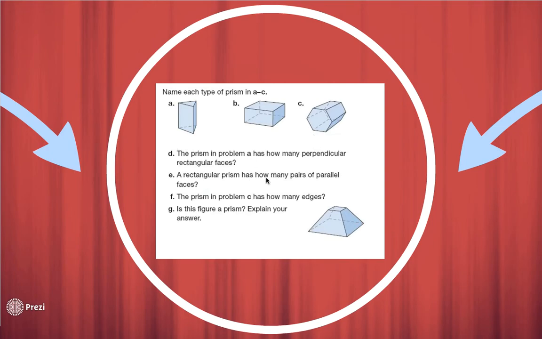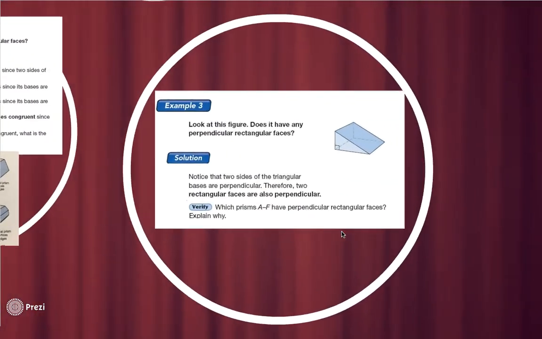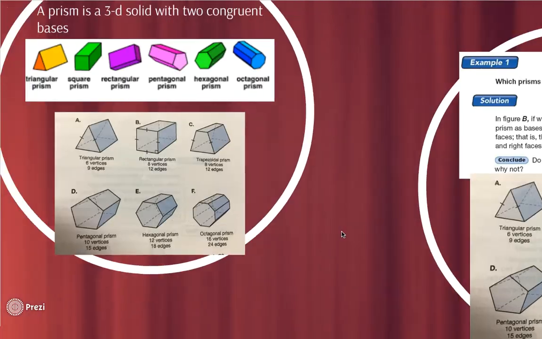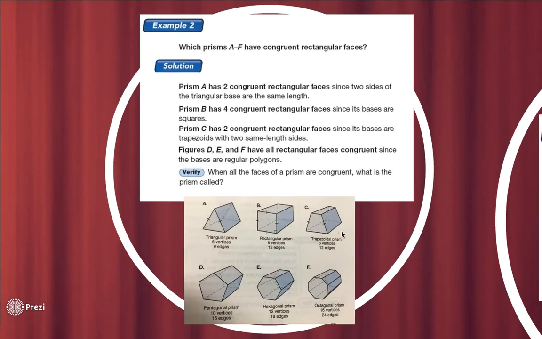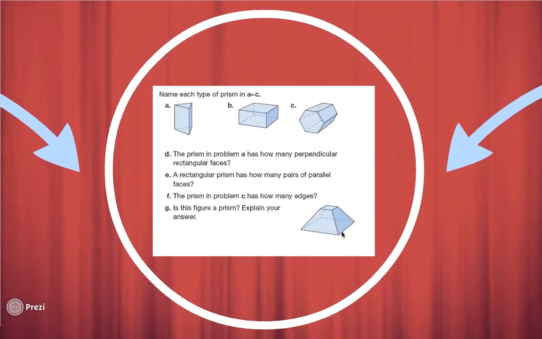And then in letter G, you have to explain whether or not this is a prism. Remember what the definition of a prism is. Let me go back to the definition of a prism, which is a 3D solid with 2 congruent bases. So decide whether or not that last one is a prism or not.